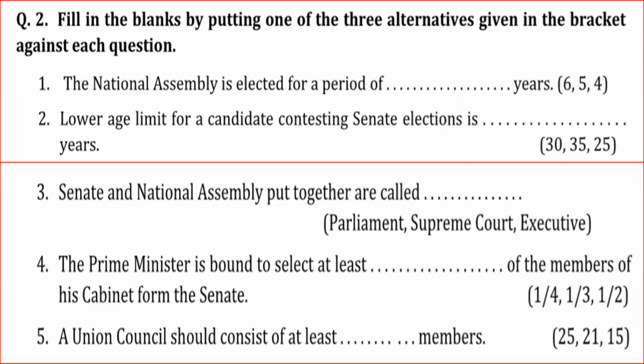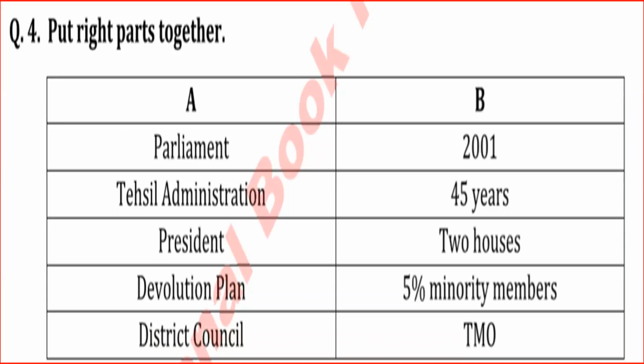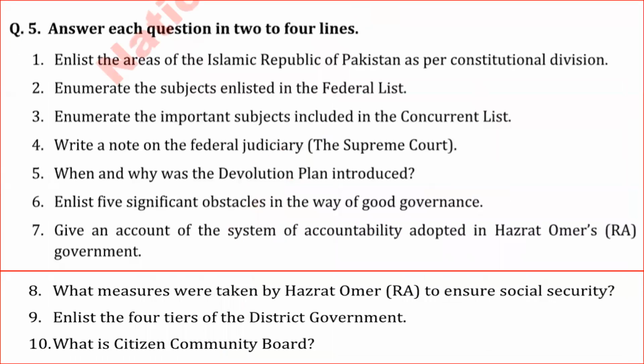True, false, you will do. Parliament has 2 houses. 2 houses means the National Assembly and the Senate. Tehsil administration. TMO, President, age limit 45 years. Devolution Plan 2001. District Council, 5% minority members.